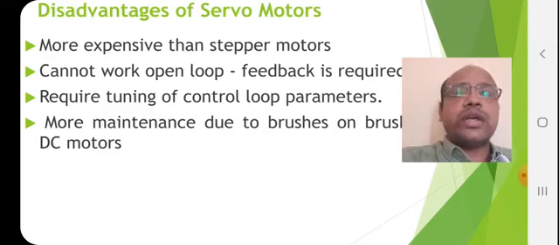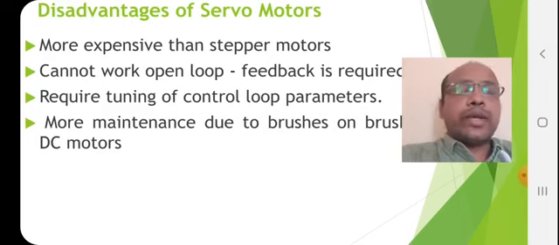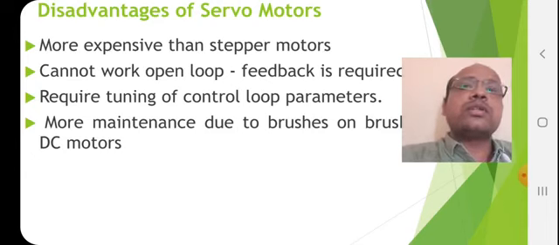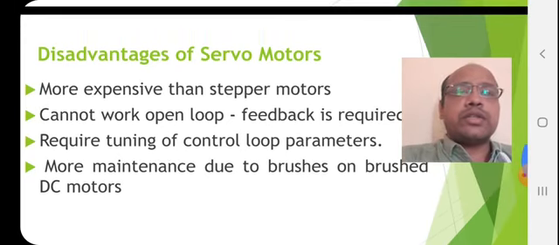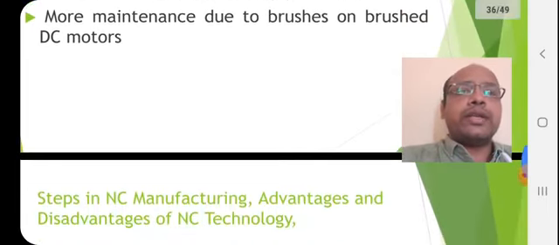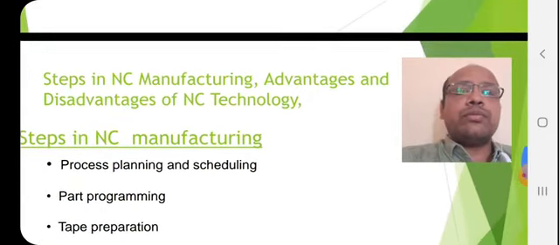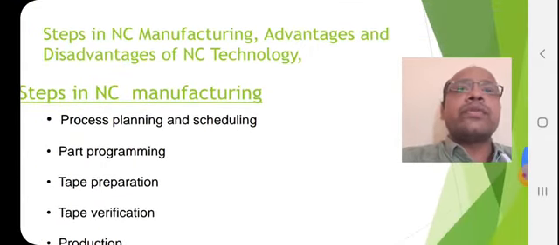In the last lecture we have discussed closed loop NC system. Closed loop NC system mostly uses servo motors and these are tuned by using a comparator device. More maintenance due to brushes on brushed DC motors. So maintenance is obviously required for servo motors because of the use of brushes.